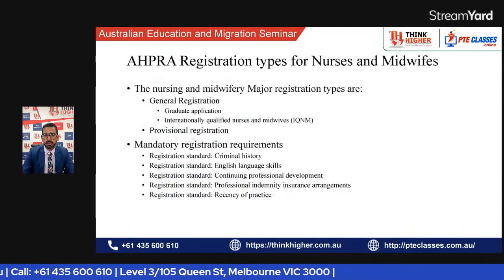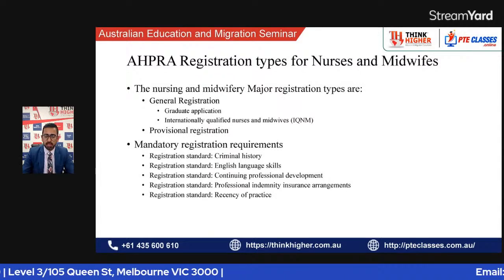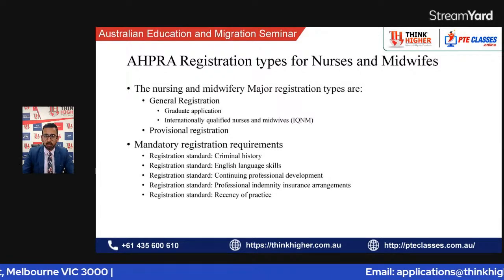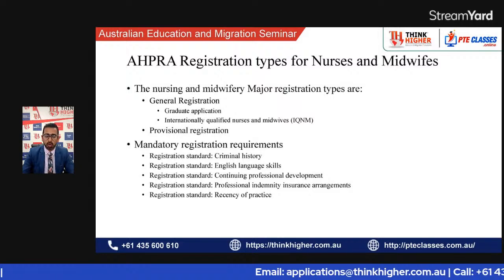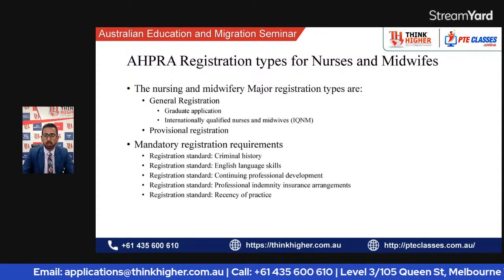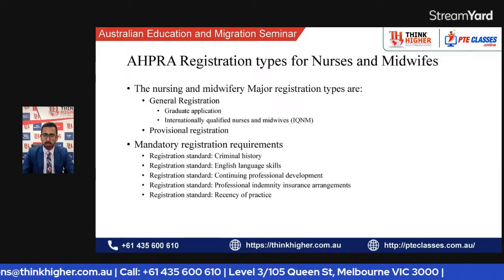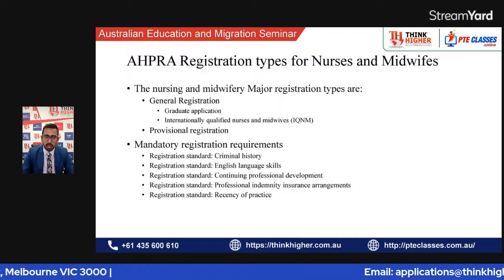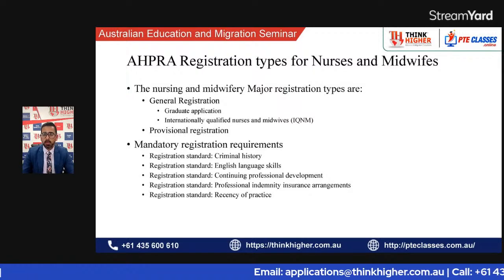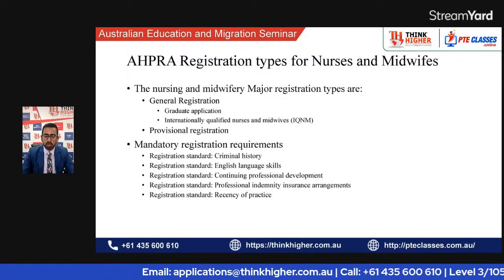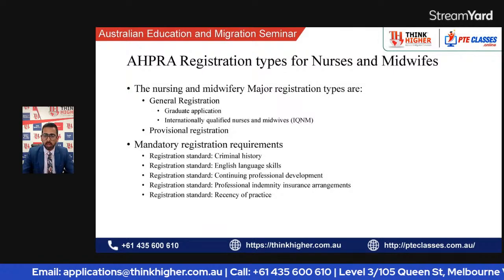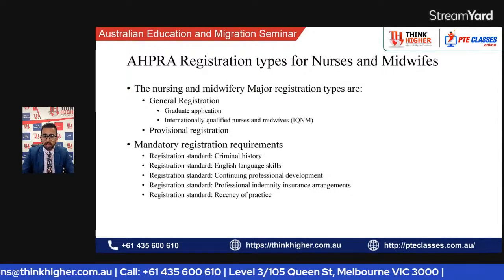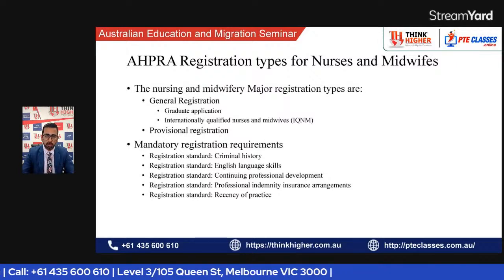Next slide, please. As we said, there are a couple of different registration requirements. The first one, the more common, is the general registration. General registration is for graduate applications and those who are internationally qualified nurses and midwives. The second is a provisional registration. If you are an accredited country graduate, then you might have a provisional registration that can also help you apply for the full registration while you're here. Obviously, there are certain requirements to meet. Once you meet those, you'll be able to apply for the full registration.